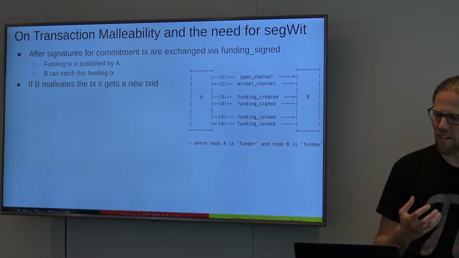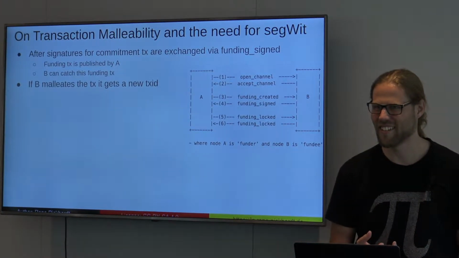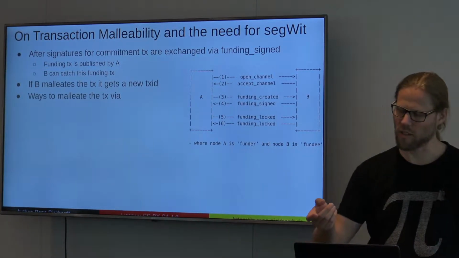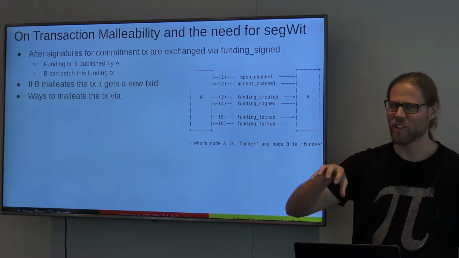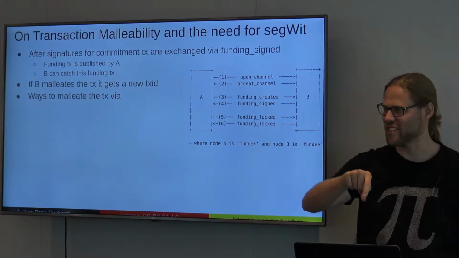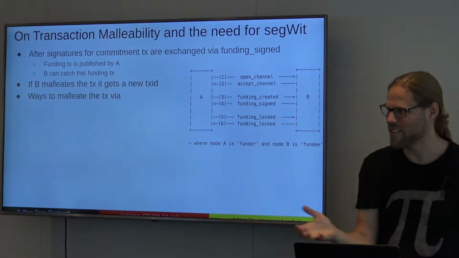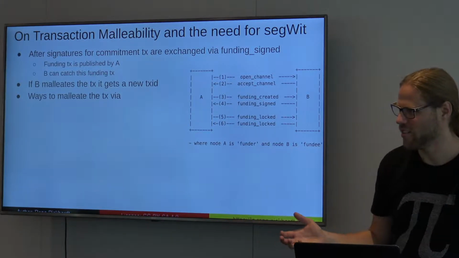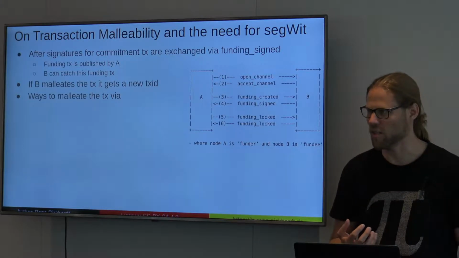And if B malleates the transaction, it gets a new transaction ID, and that is a bad thing. Right? Because when the transaction ID changes, then of course the commitment transaction that Alice has generated is pointing to nothing, right? And then of course your commitment transaction is not worth anything, right? So we really need the funding transaction to not be alterable anymore.